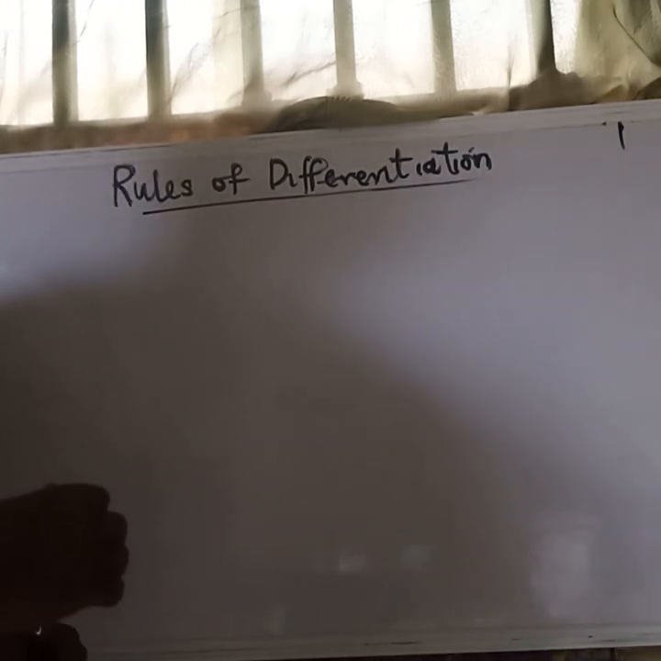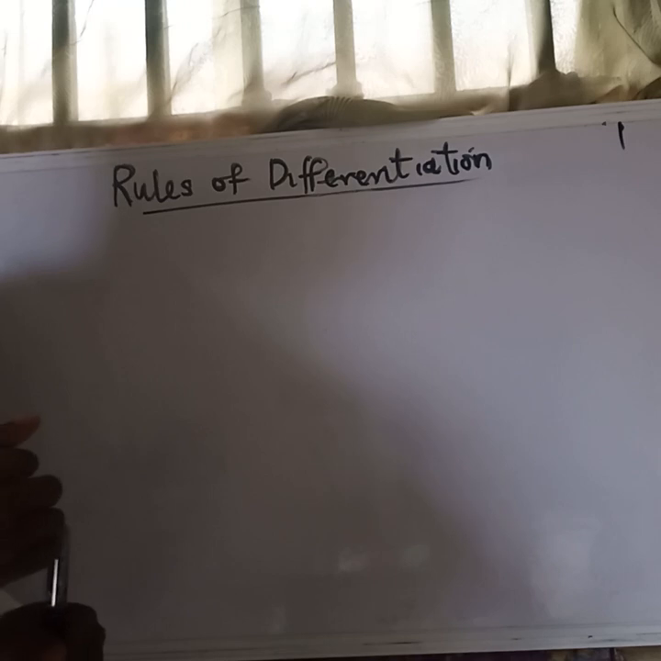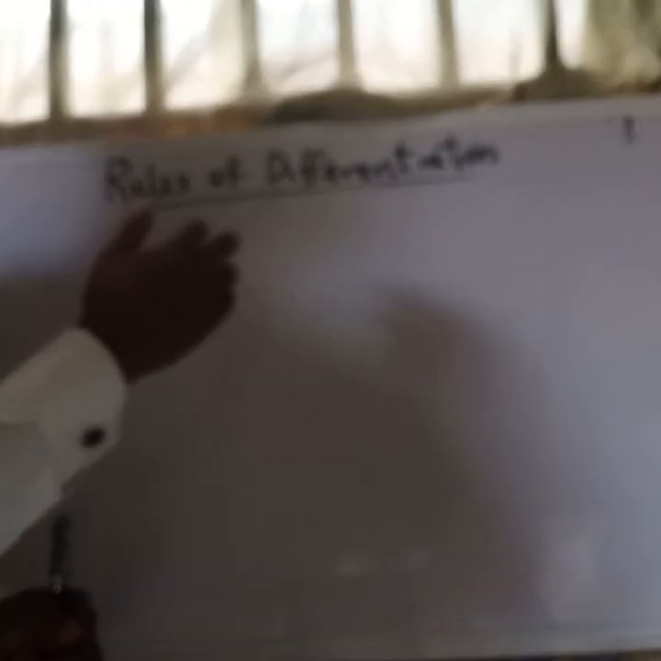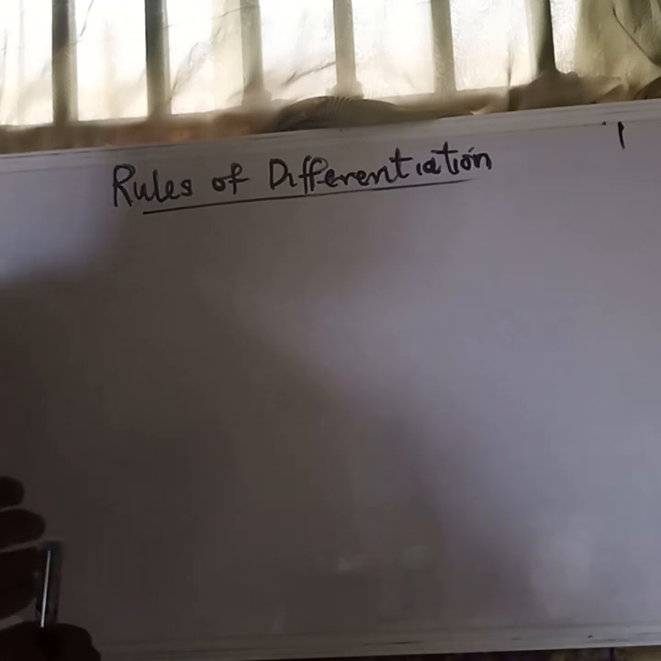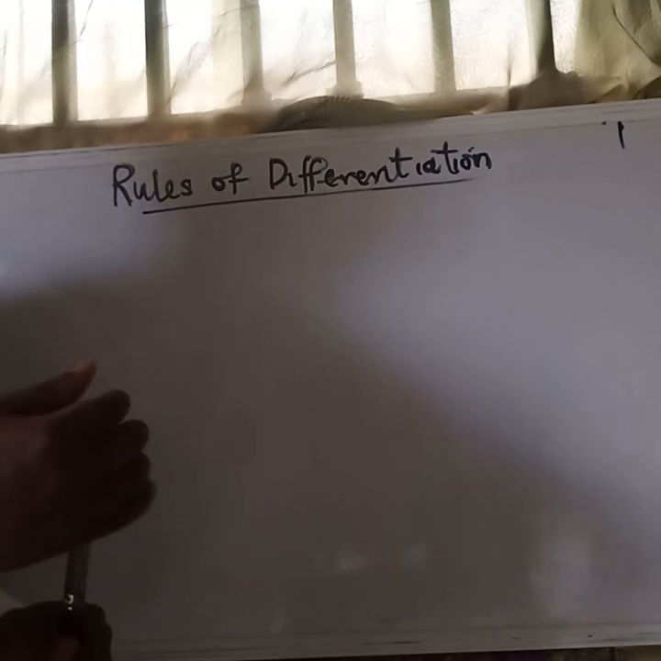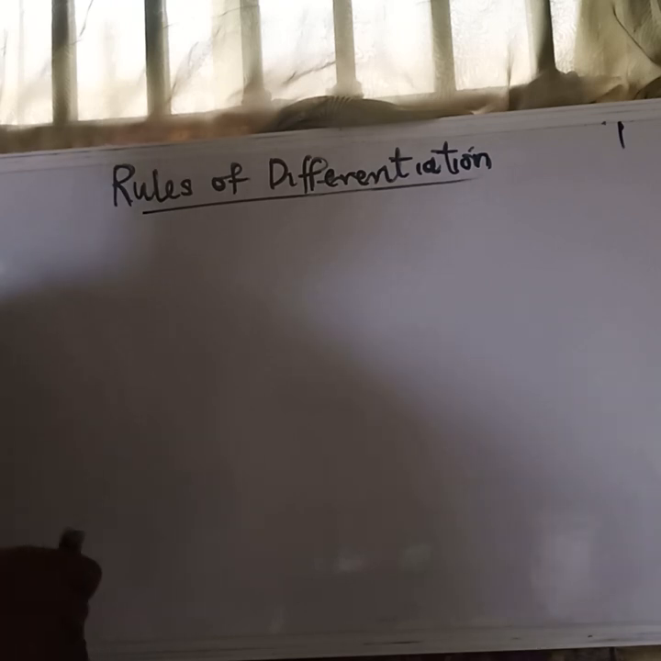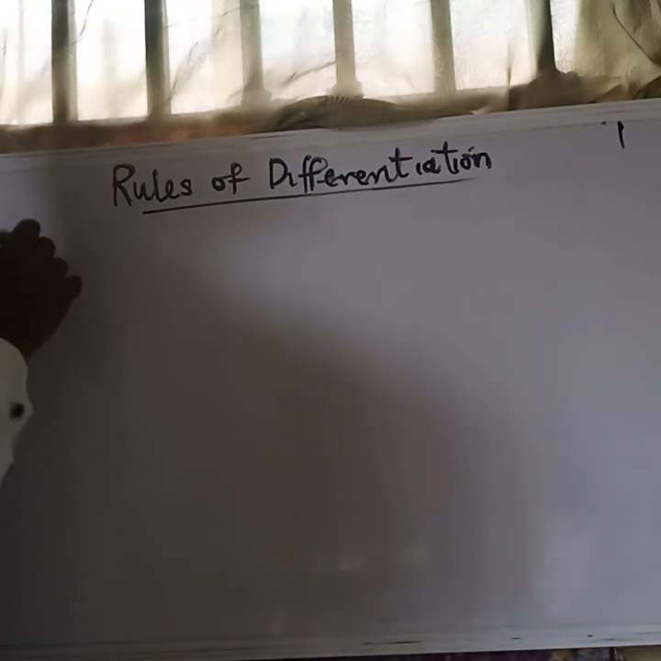When we say rules of differentiation, we mean the algebraic properties under differentiation. These algebraic properties include addition and subtraction, product, quotient rule, chain rule, and what have you. Okay, so we'll be looking at these one after the other. So we'll start with the sum and difference rule. So we'll label this A.